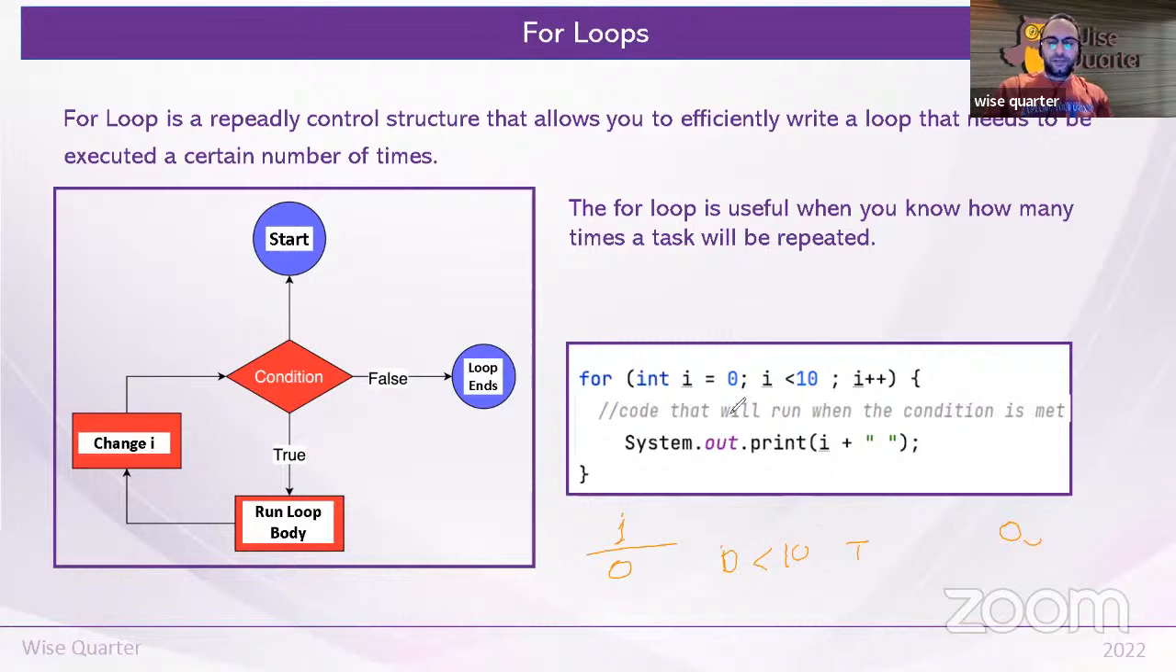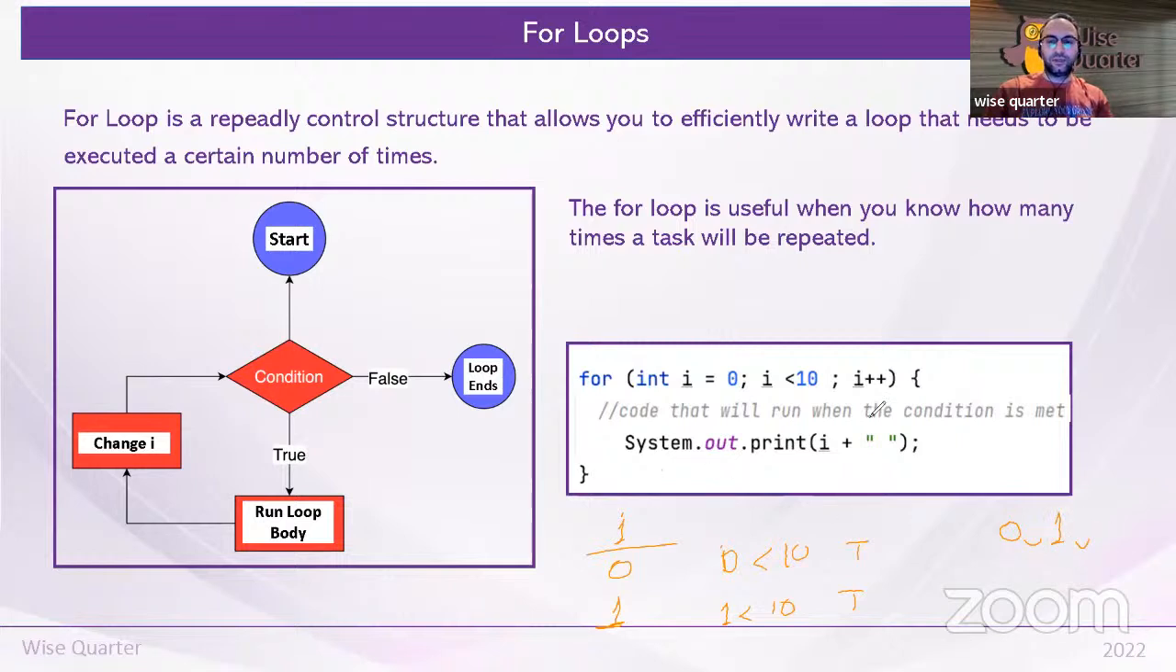After writing the body, the system will check the condition. It is still true, right? It will increase the value by 1. i will be 1. So it will check the condition. 1 is smaller than 10. It is still true. Then it will continue writing. This time, it will print the value of i, which is 1, and space.